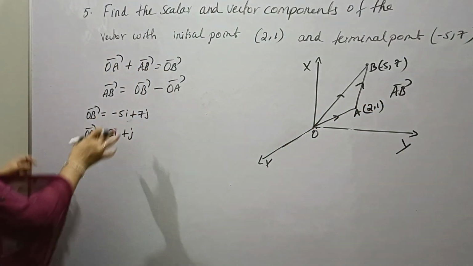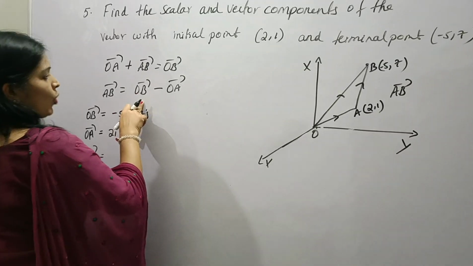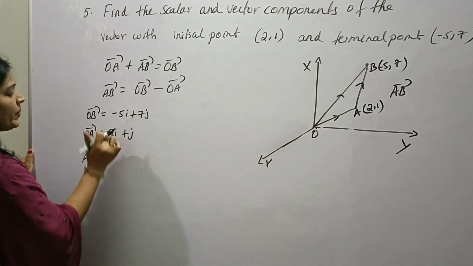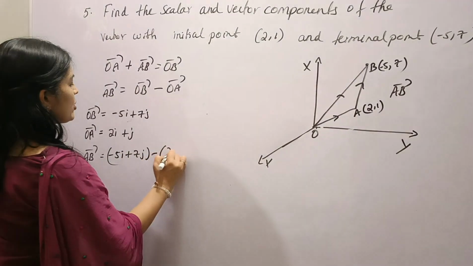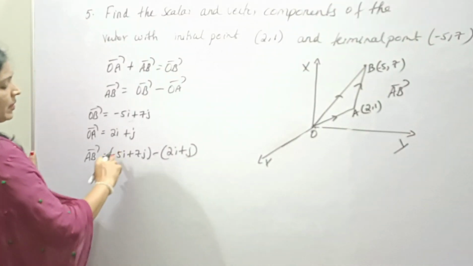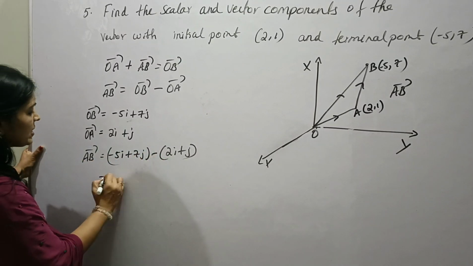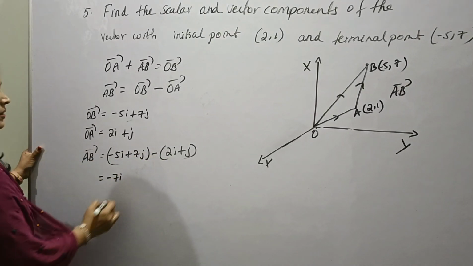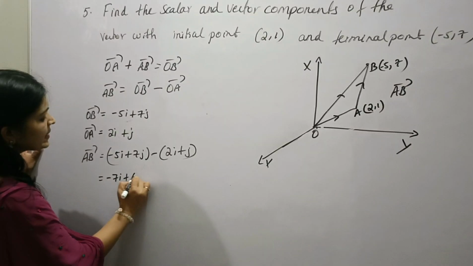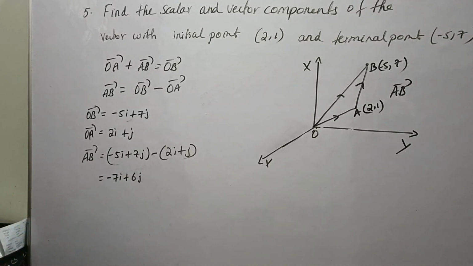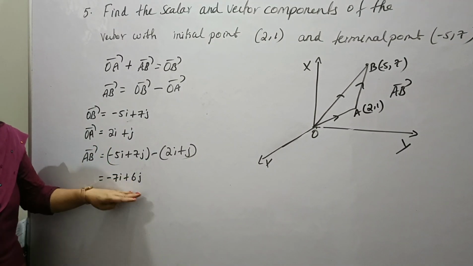Then let's find vector AB. Vector AB is equal to vector OB minus vector OA, that is, minus 5i plus 7j minus (2i plus j). Minus 5 minus 2 is minus 7, so minus 7i, plus 7 minus 1, that is plus 6j. So vector AB is equal to minus 7i plus 6j.